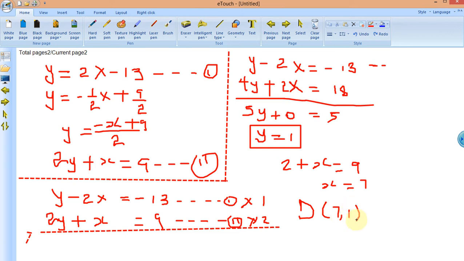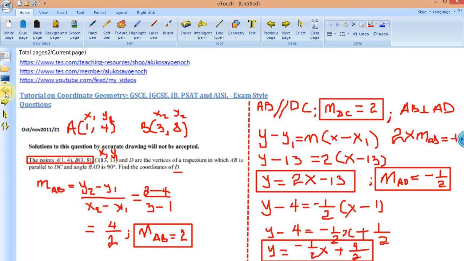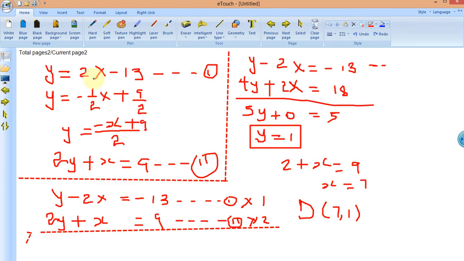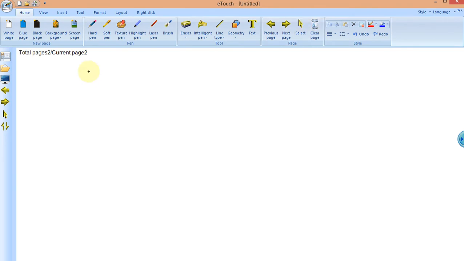Okay, so let me go back to the question. The question asks us to find the coordinate of D, and that's all guys. Just find the coordinate of D. That's all, nothing to do again. Let's go to the next question. Hope that is clear guys. Let me clear this page and clear this page too, because I'm through with the question. That's why it's a video guys, you can just rewind and go over it again.